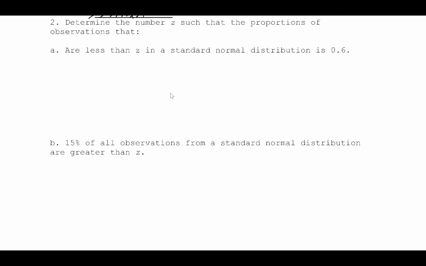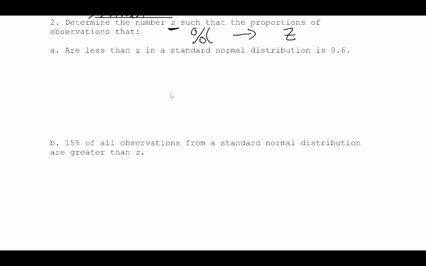So for number 2, it says determine the number Z such that the proportion of the observations that the area less than Z in the standard normal distribution is 0.6. Okay, so if you look at this one right here, what we're trying to do is find the Z value. They gave us the percent, and we have to translate it to the Z value.